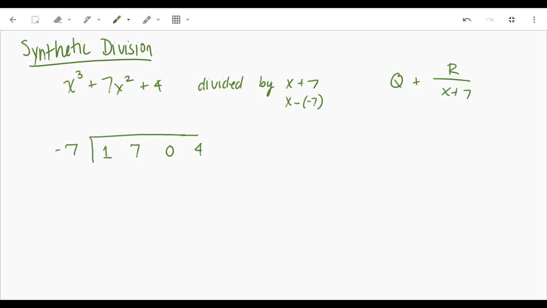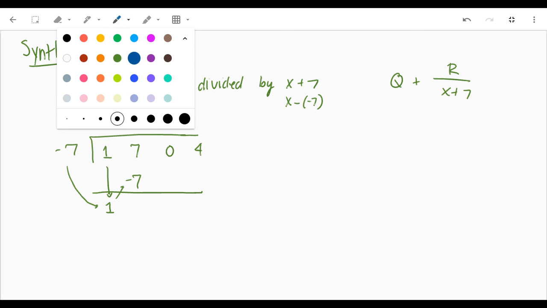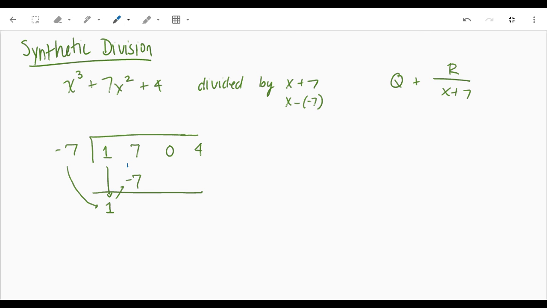Now the first thing you do is drop down the first coefficient. I'm going to put this little line here. You drop the 1 down. And then you do -7 times 1, and you put it right here. So there's your first step. I'm going to switch colors. The next thing you do is add. So the 7 plus the -7 is 0.